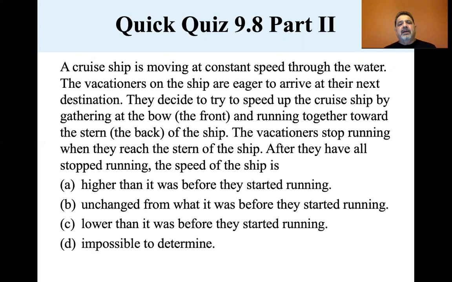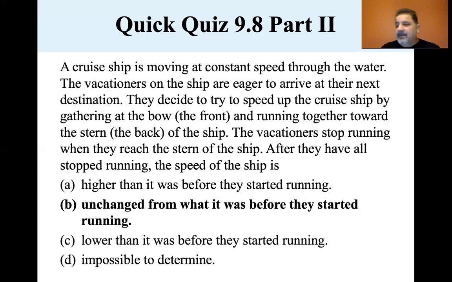Now, same situation. They tried to speed up the cruise ship by gathering at the front and running to the back. The vacationers stopped running when they reached the stern of the ship. After they have all stopped running, the speed of the ship is higher, unchanged, lower, or impossible to determine. Well, it's actually unchanged, because once they stop running, the momentum of the system is the same as it was before they started running.